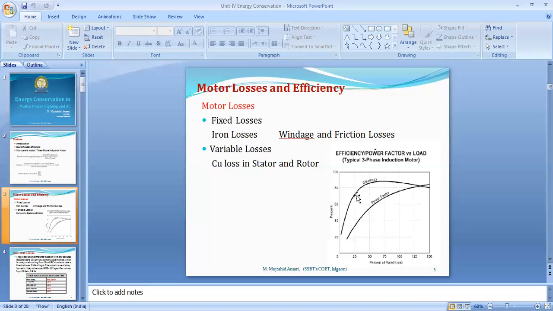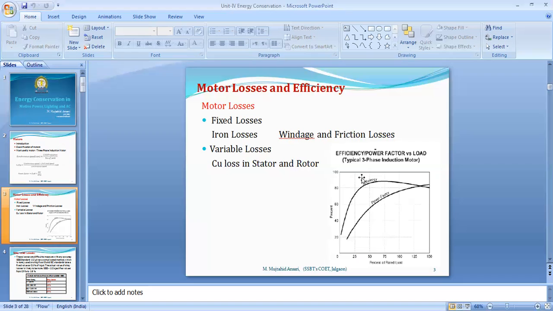Similarly, if you load the motor at 25% or 40%, the efficiency decreases. The reason is that the fixed losses dominate, or the part of fixed losses becomes higher as compared to the output of the motor. So under light load condition or small load condition, the efficiency of any machine is smaller. So it is recommended that we should load the motor, we should load the machine, whether it may be DC motor, DC generator, AC motor, alternators, transformer.